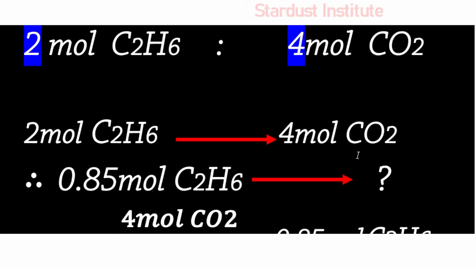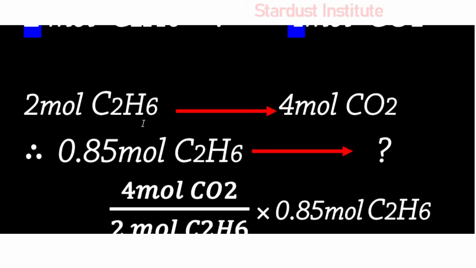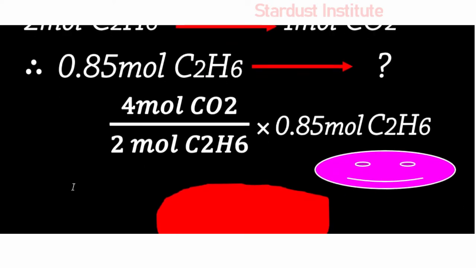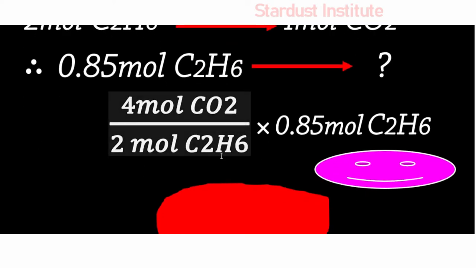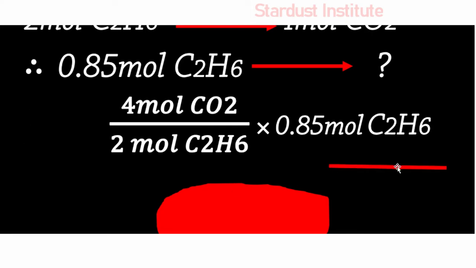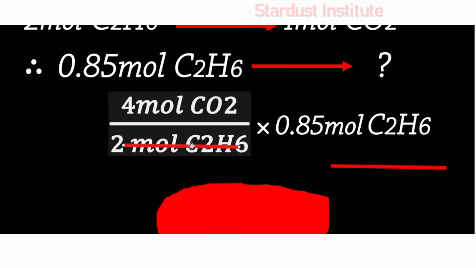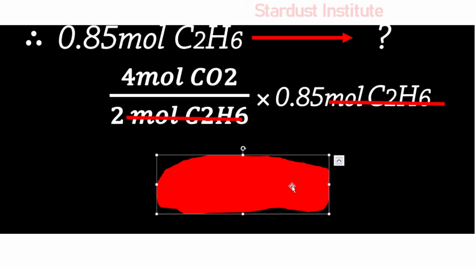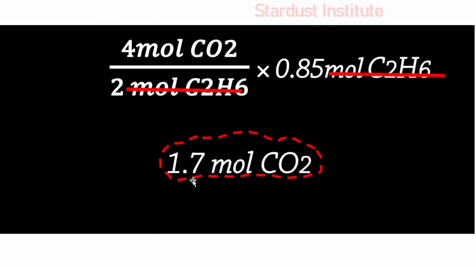4 moles of CO2 divided by 2 moles of C2H6, multiplied by 0.85 moles of C2H6. In this way, here we can cancel out mol C2H6. Now we get 1.7 moles of CO2.